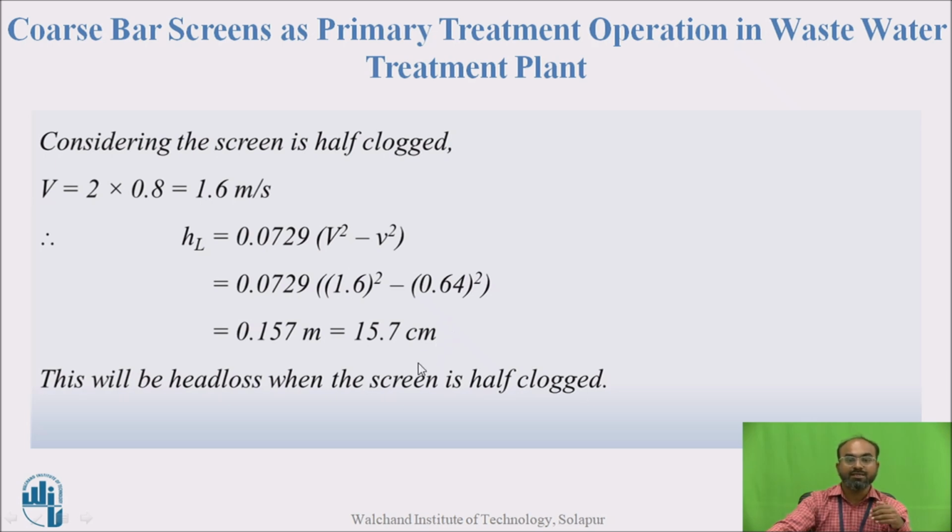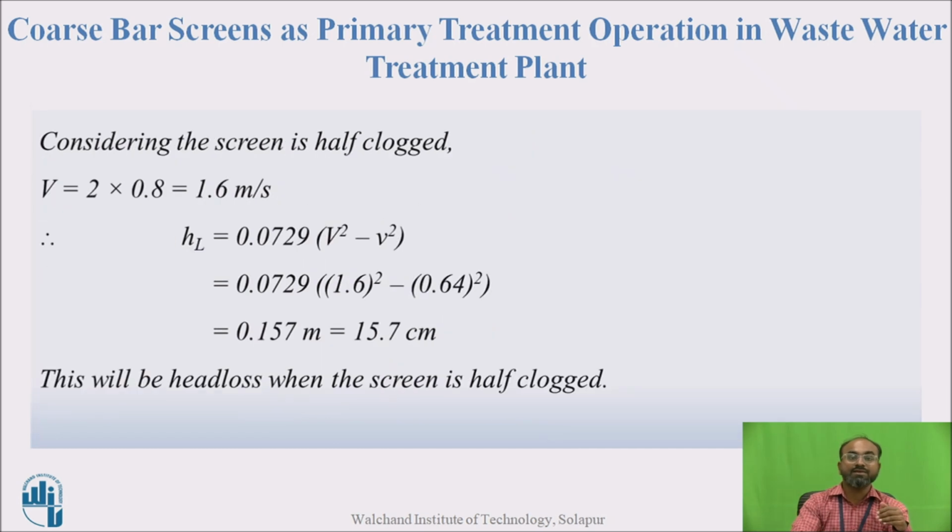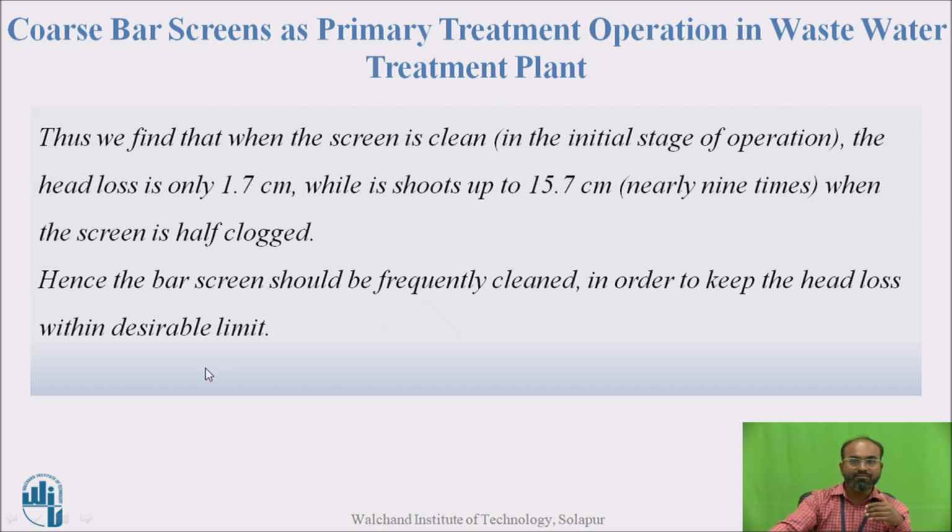So this is the head loss when your screenings are half clogged. So understand, when screenings were fully clean, at that time the head loss was 1.7 centimeters only. But if it is half clogged, it is 15.7 centimeters. So if we try to assess it, we can say that when the screens are half clogged, the head loss is shooting up by 9 times. So just by halving the screening area, your head loss is shooting up at a very fast rate.